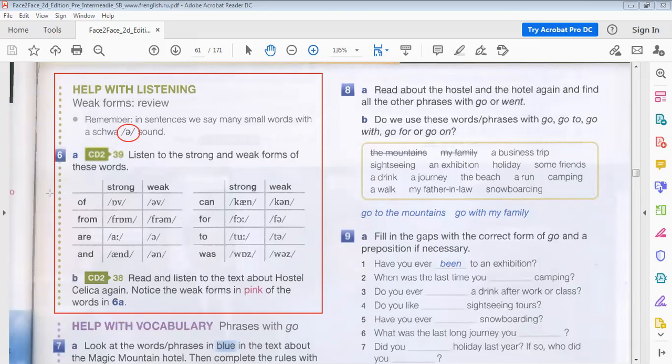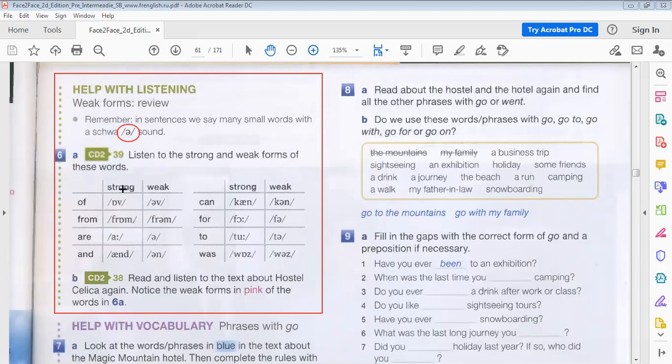So for example, instead of hearing "of," you will hear the sound "uv." Instead of "from," instead of "are," instead of "and," there's a bit of a difference. Instead of "can," you will hear "kun." Instead of "for," you will hear "fer." "To," "ta," and "was," "wiz." So all of them sound a little different, but you can't really notice them unless you're listening very carefully. But this is a normal part of the English language. They do it a lot.